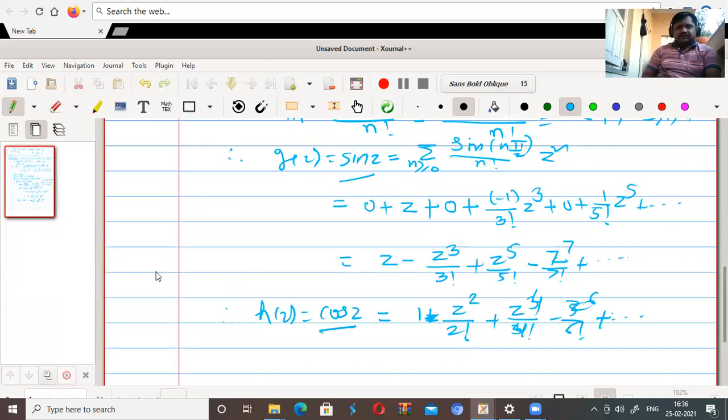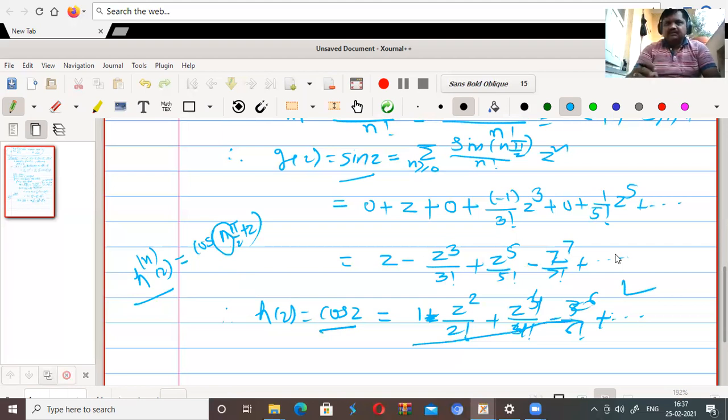In this case also, if you have h of z as this one, then the nth derivative of h of z is cos of n pi by 2 plus z. And again, if I put z equal to 0, we get cos n pi by 2. Again, cos n pi by 2 is either 0 or plus 1 or minus 1 depending on the values of n, and that will give us this one. So by using Taylor's expansion, you can find the expansion of sin z, cos z, as well as e to the power z.